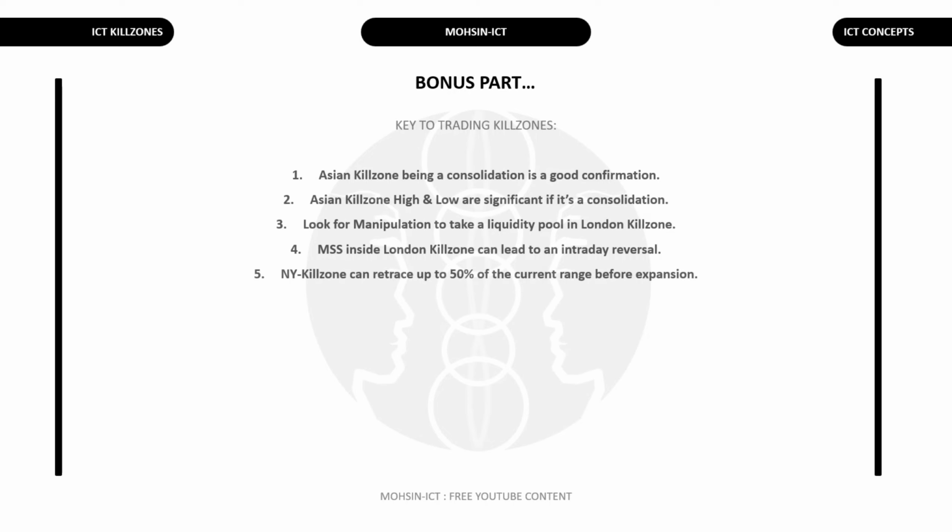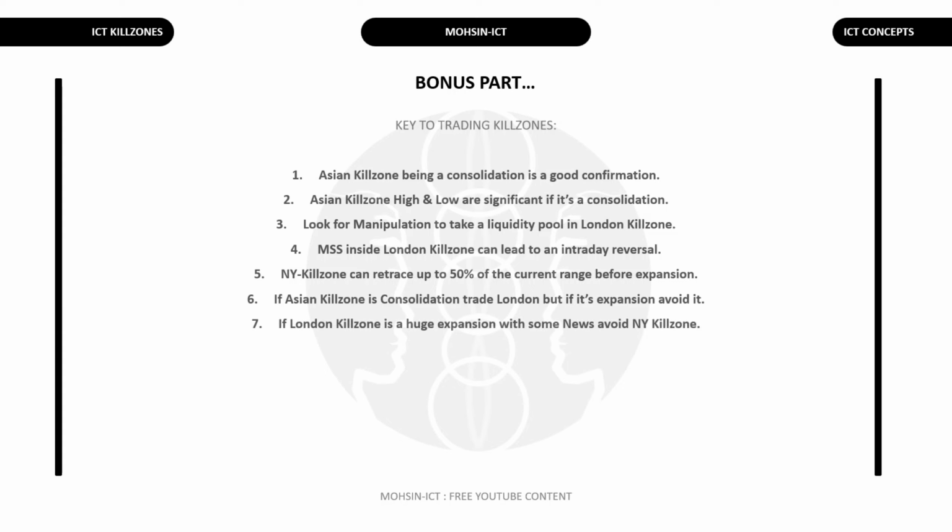New York Killzone can retrace up to 50% of the current range before the expansion. This is because we want to take out all the retailers who are following the trend. If Asian Killzone is consolidation, we trade the London Killzone, but if it's an expansion, we avoid it. Same goes for the London Killzone. If it's a huge expansion with some news filter, we avoid the New York Killzone because it's most likely going to be consolidation.